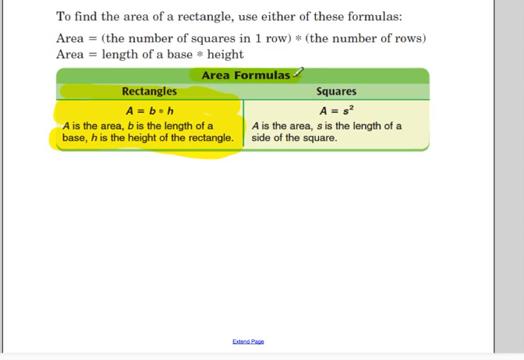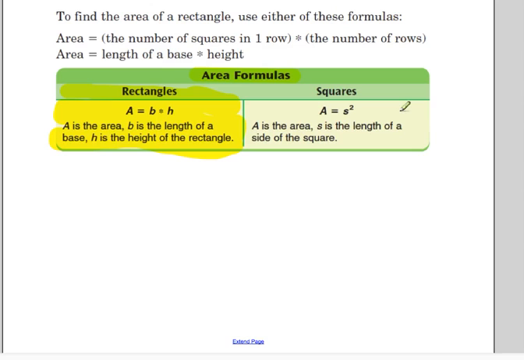Now, this formula is for a rectangle. And remember, squares are rectangles, so it would be a square too. Although, as you can see here, you can think of a square as just taking the side squared. The sides are going to be the same length, so it's the side times the side, but it's still base times height.